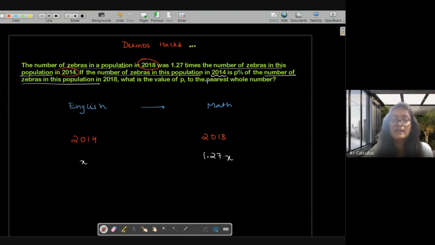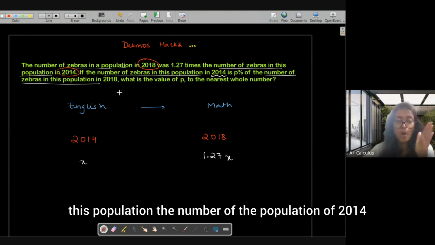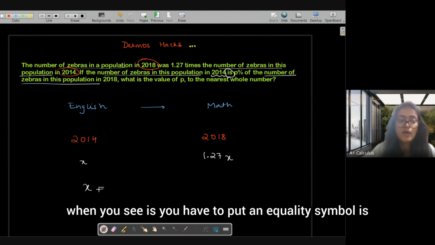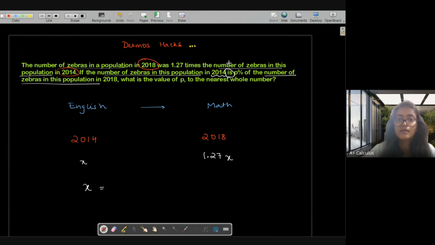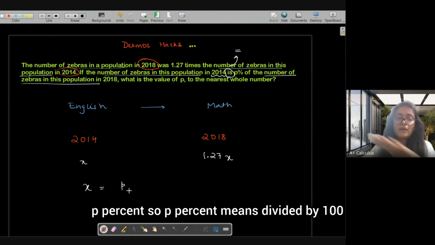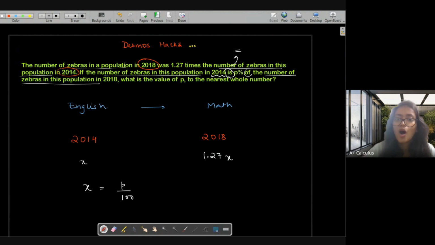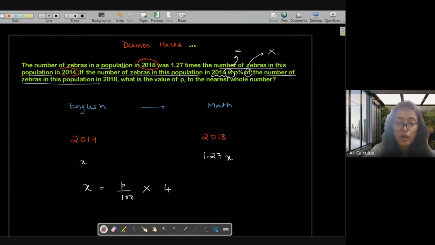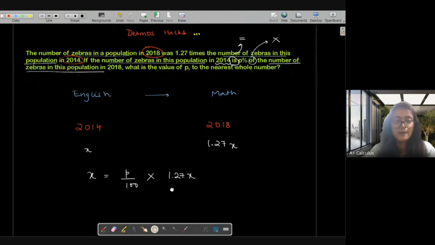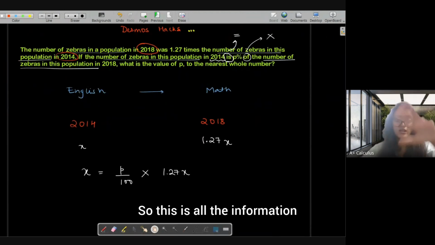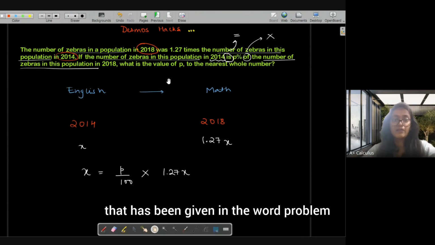Now it says that the number of zebras in this population in 2014, which is X, is, and when you see "is", you have to put an equality symbol, then p%. p% means divided by 100. "Of" means multiply, of the number of zebras in this population in 2018. Now in 2018, the population is 1.27x. That's it. This is what I call translating a word problem from English to math. This is all the information that has been given in the word problem.